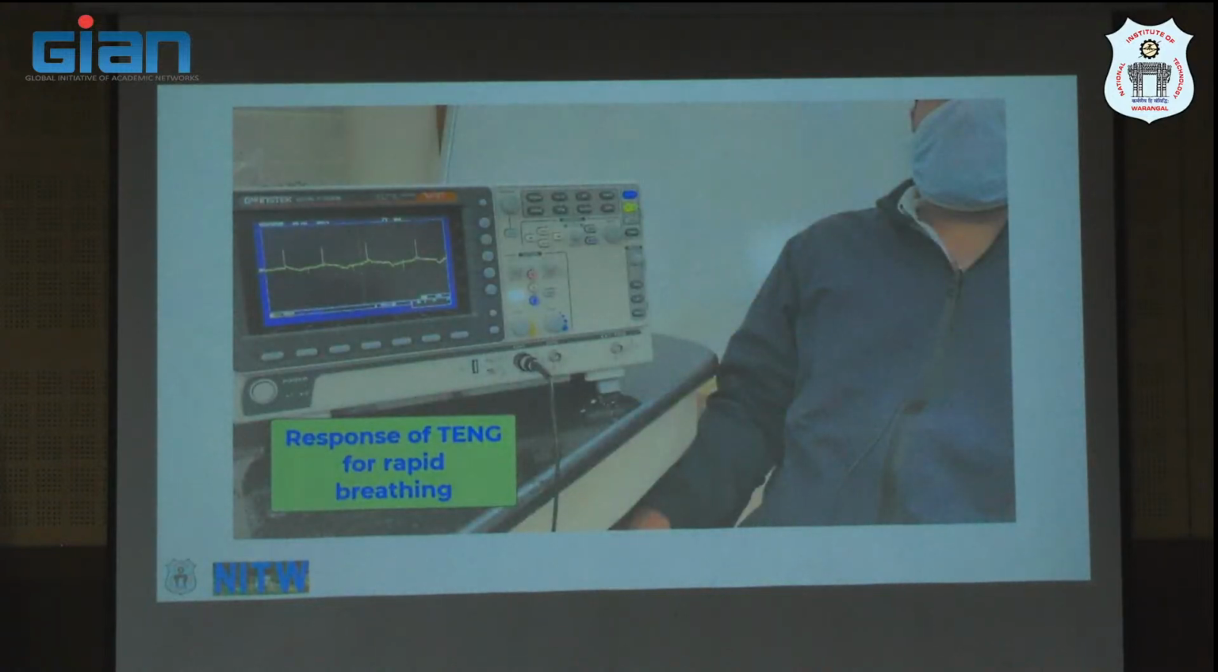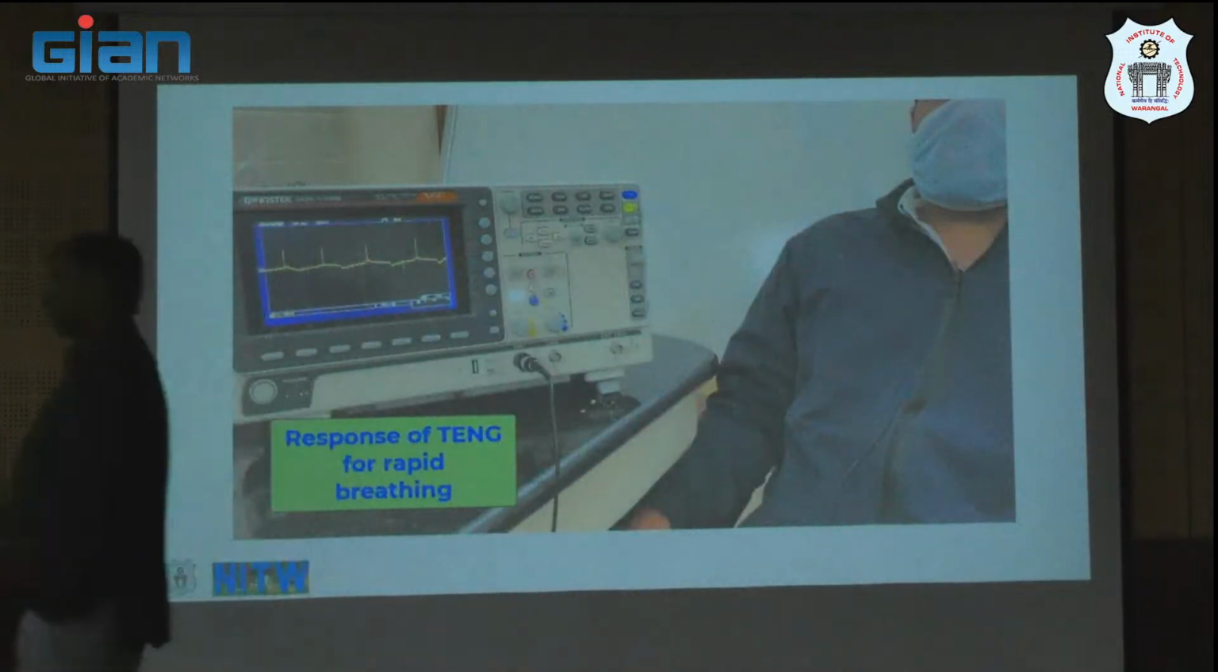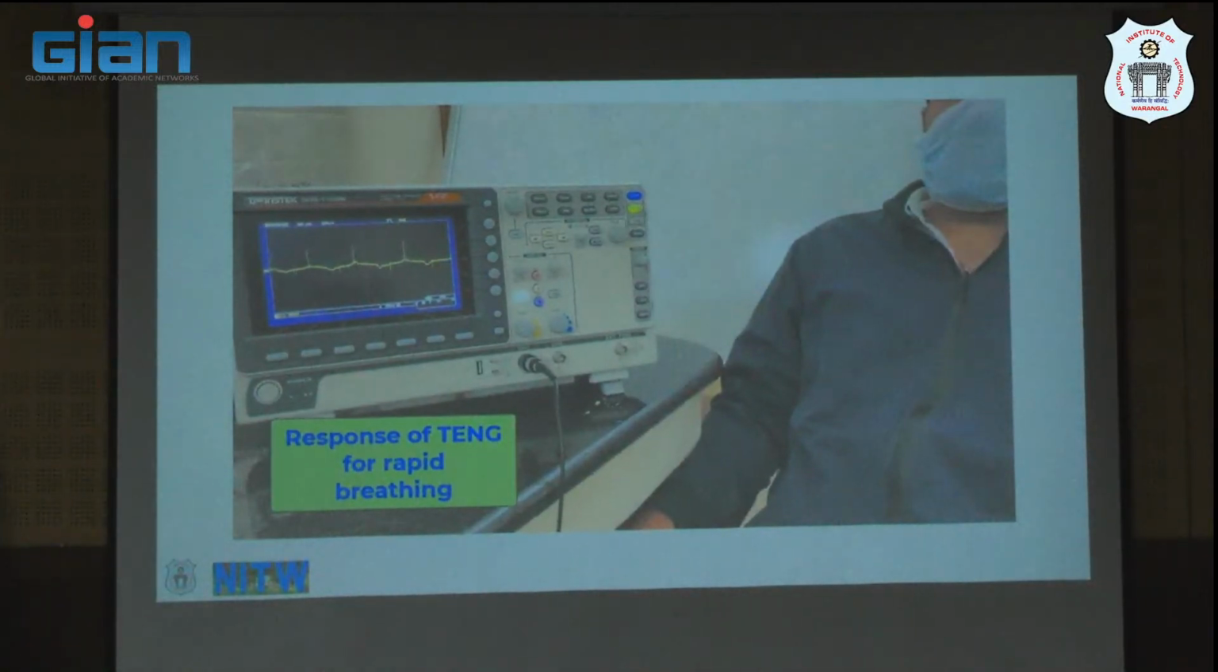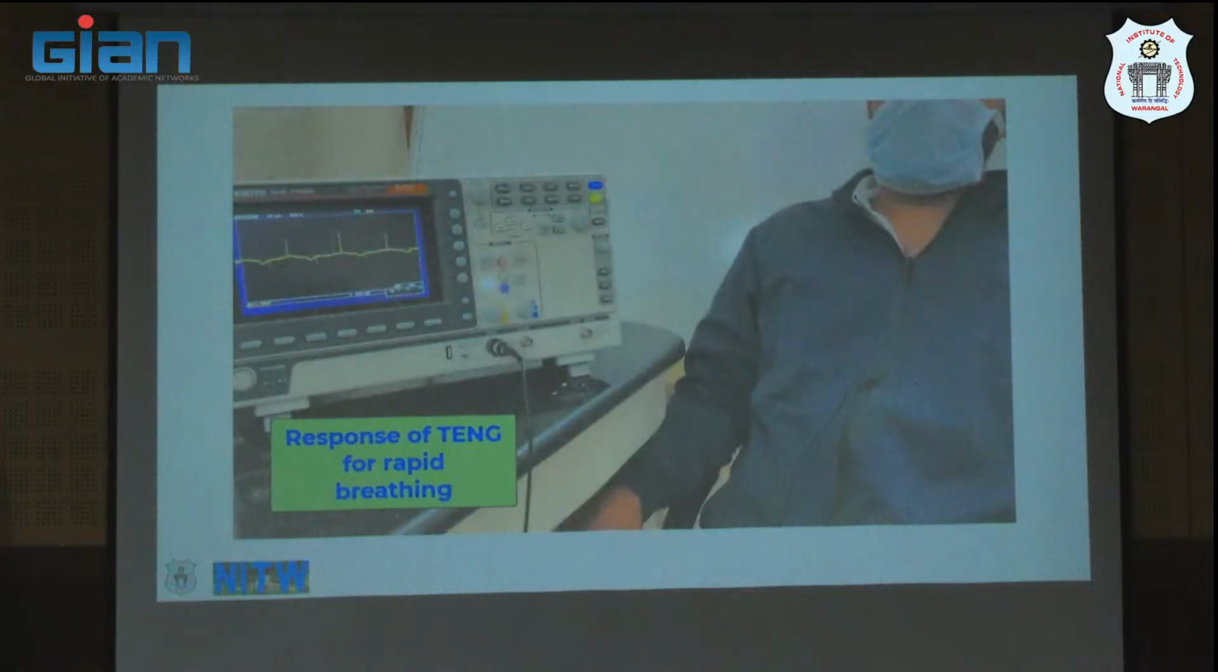And we have used it for respiratory monitoring. Suppose you want to analyze a breath pattern, how the breath pattern is taking place. We have implanted a TENG device here near the chest. As he breathes, you are going to see pulses in the oscilloscope.